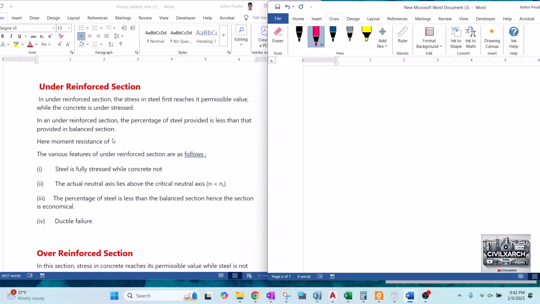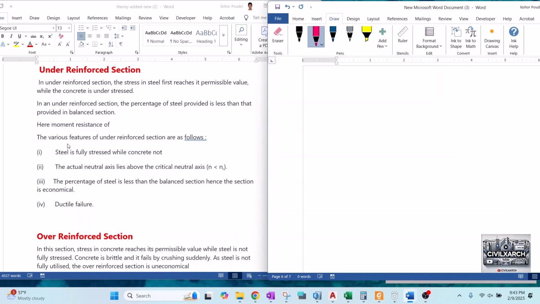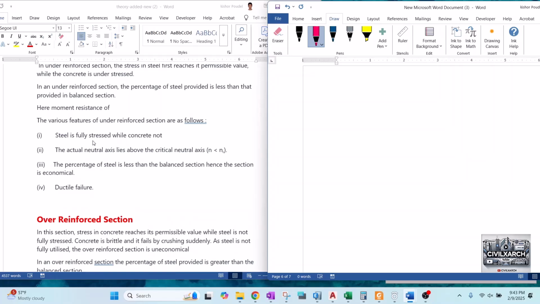So as it says, the steel reaches its permissible value first, which means we have to calculate the moment capacity of the section by steel reinforcement. Before that, the various features of under reinforced sections are as follows: steel is fully stressed while concrete is not. The actual neutral axis lies above the critical neutral axis. The percentage of steel is less than the balance section, and the section is economical.